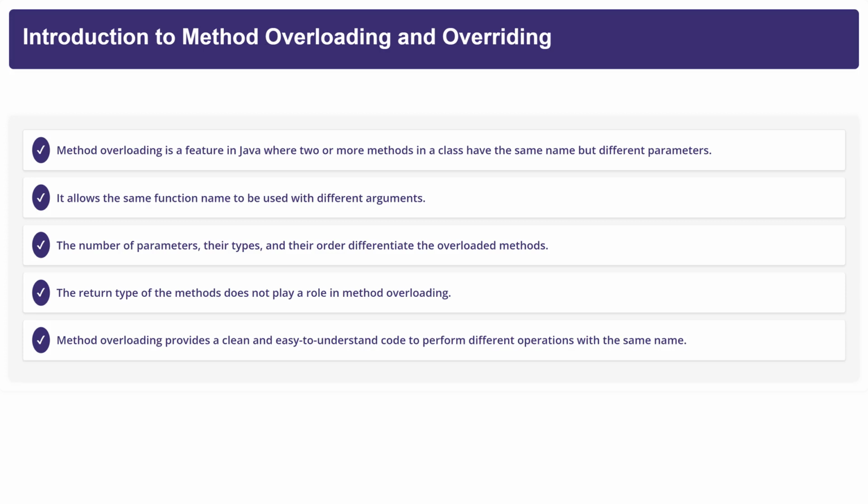Method overloading is a feature in Java where two or more methods in a class have the same name but different parameters. It allows the same function name to be used with different arguments. The number of parameters, their types, and their order differentiate the overloaded methods. The return type of the methods does not play a role in method overloading. Method overloading provides clean and easy-to-understand code to perform different operations with the same name.